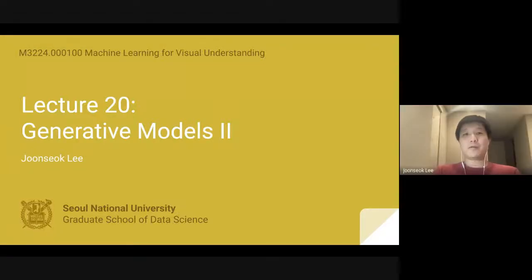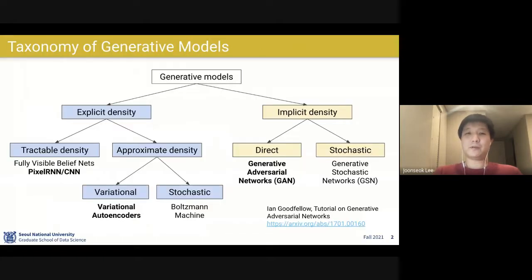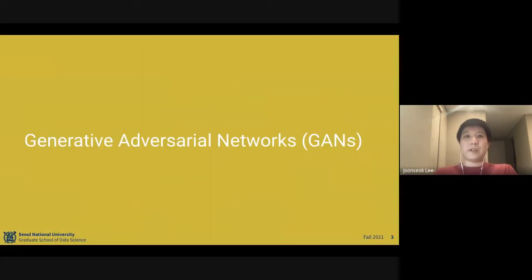So finally, we arrived at the last lecture, which is the generative model, second part. In the previous lecture, we have shown this taxonomy of generative models. And in lecture 19, we have covered PixelCNN and PixelRNN and variational autoencoders. And today, we're going to look at generative adversarial networks, or GAN for short. And this will be the very last topic we're covering in this course. So, GANs.